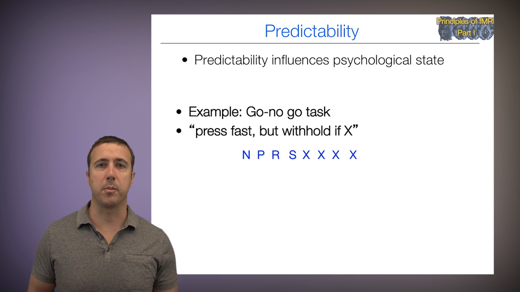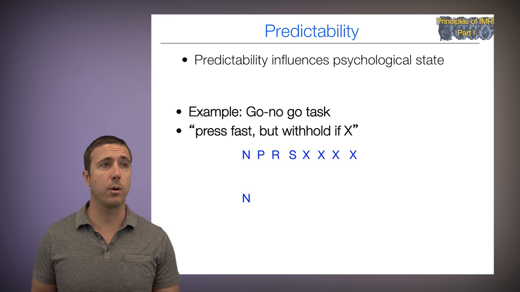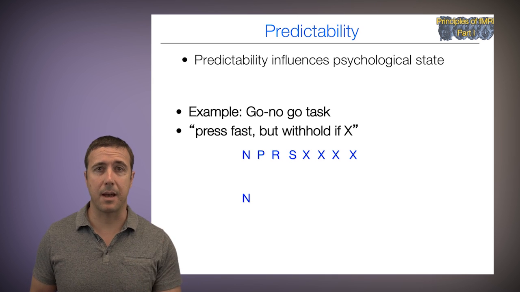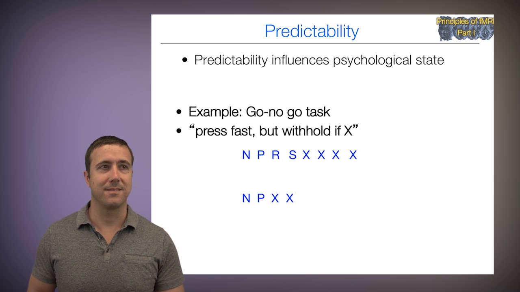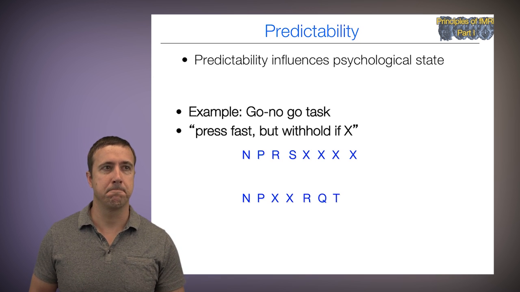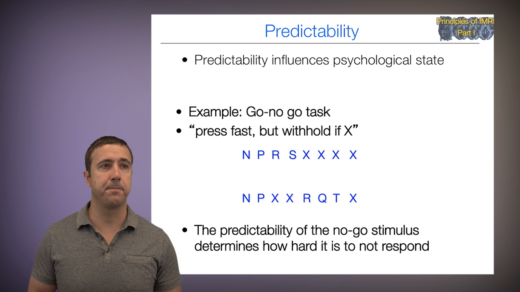So this is an example of a block design where I blocked the no-go events and the go events. No-go events are the X's. Let's try this again. Tap, tap, tap, no. Tap, tap, tap. No, I tapped again. This is an event-related design where the X's, the no-go events, are intermixed.